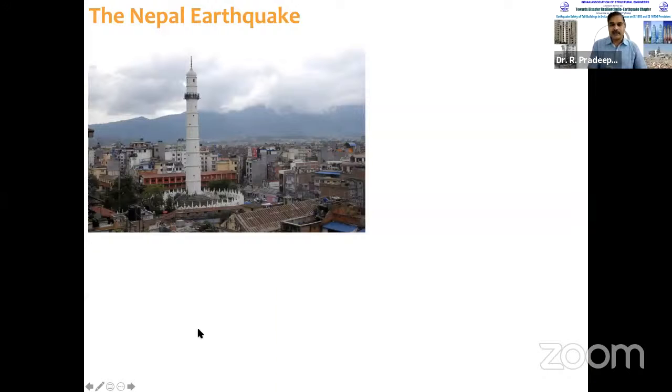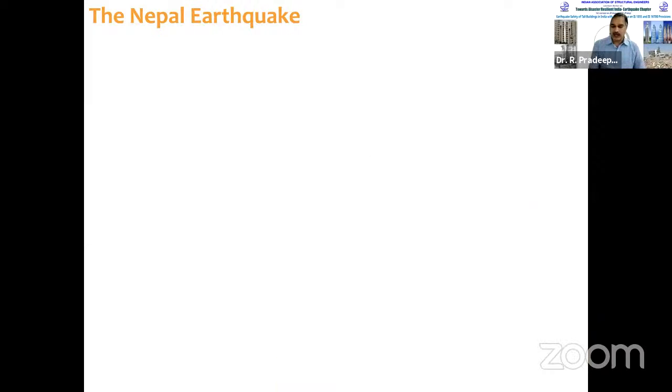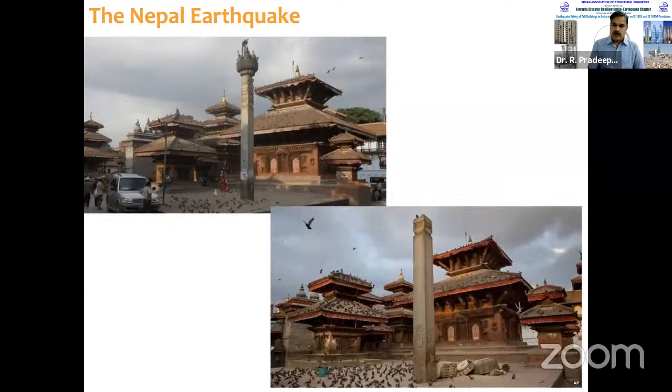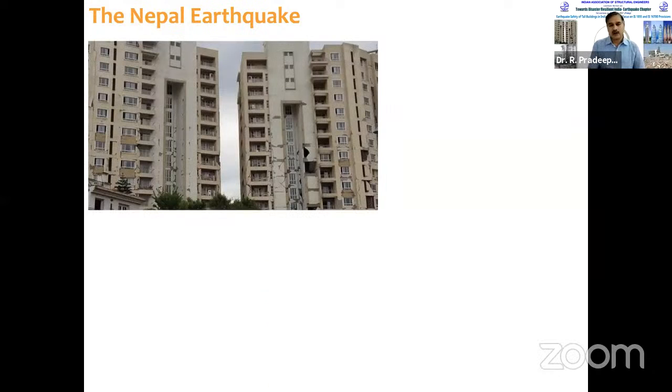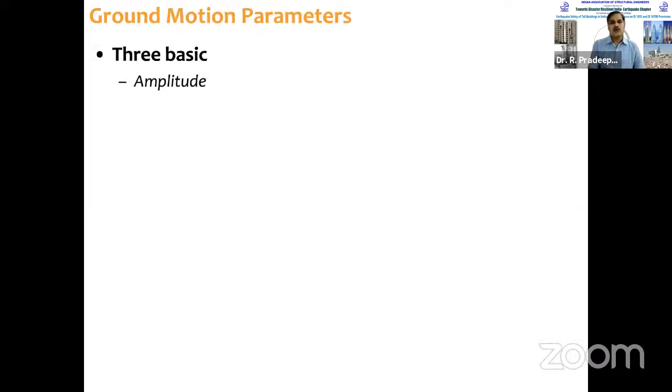You can see the example. This is Darahara Square, that tower collapsed. And then you can see another example. And then all the structures, say tall buildings and long boundary walls, which are matching with the frequency. So that is, the natural period is matching with the period of the ground motion, or the predominant period of the ground motion. They got affected. So ground motion has actually three characteristics.